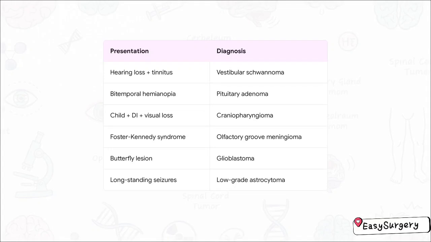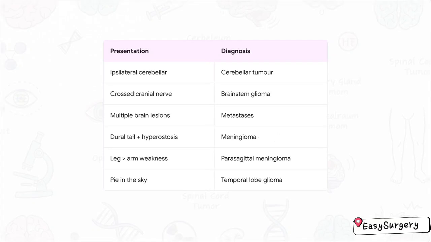Diagnosis: olfactory groove meningioma. Presentation: butterfly lesion. Diagnosis: glioblastoma. Presentation: long-standing seizures in the young patient. Diagnosis: low-grade astrocytoma. Don't stop. Keep that high-speed energy going. Presentation: ipsilateral cerebellar signs. Diagnosis: cerebellar tumor.